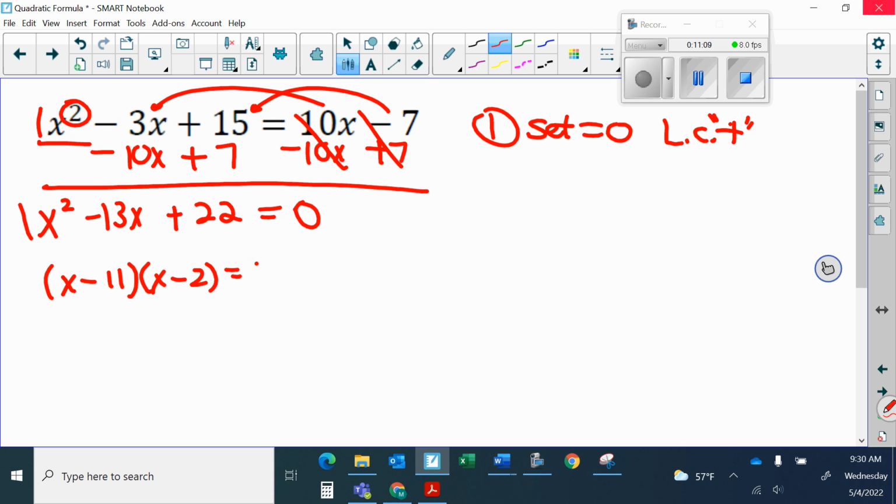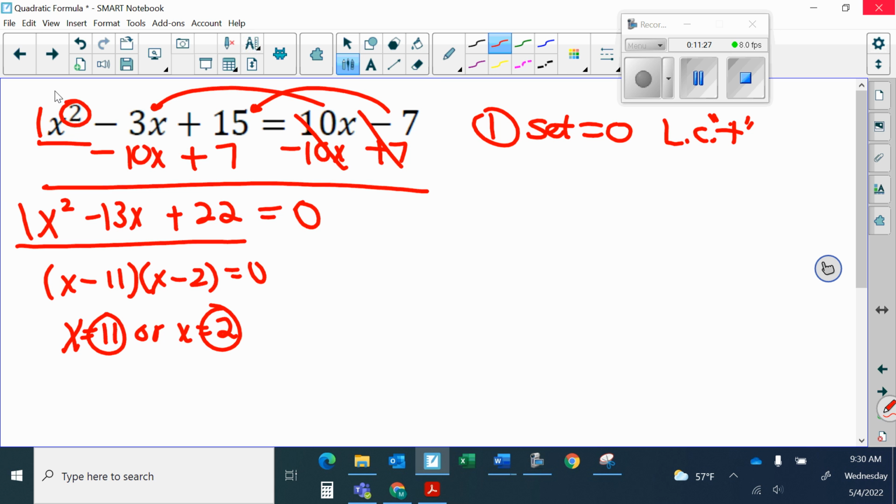Okay, that gives me that right there. Set each one equal to 0. So x equals 11 or x equals 2. Okay, so that's what my answer should be now when I do the quadratic formula. Okay, since I'm good at factoring, I could quickly factor that and get my two answers.